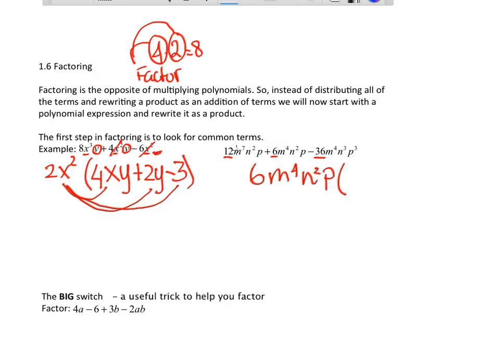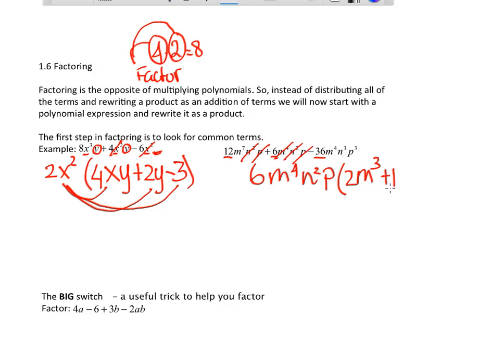Let's see what I'm left with. 12 divided by 6 is 2. 7 m's took 4 away. That leaves me with 3 m's, the n's are completely gone, and the p is gone. So that's it. And you're at plus. 6 divided by 6 is 1. And that is going to be important. You'll see that here in a second. Okay. The m to the 4th, you took 4 of them out, so they're gone. The n squared is gone, and the p is gone.